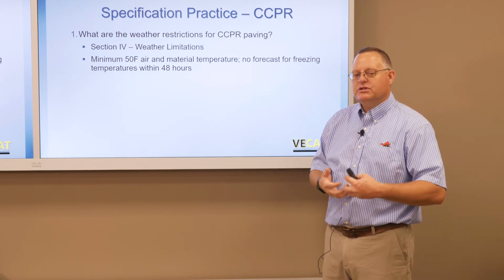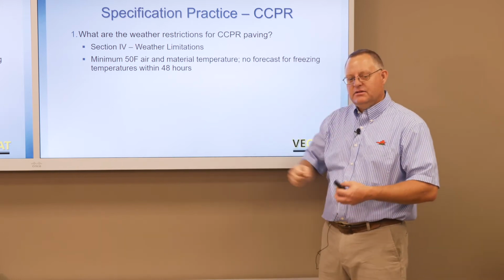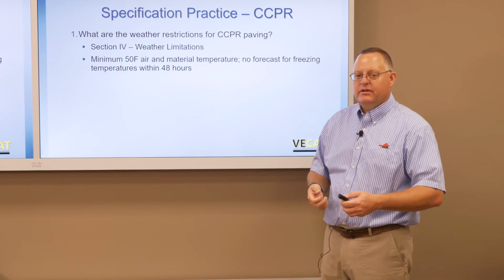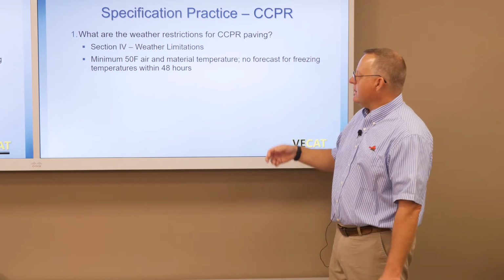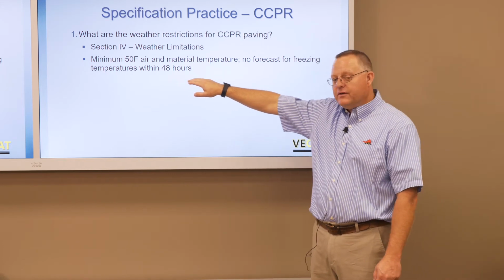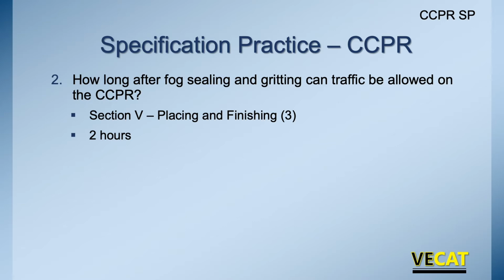We don't want to add moisture, not have it evaporate, get a freeze. When water freezes, it expands and it can break those bonds. So you're looking at the weather forecast, and if you're down around 50, you want to make sure you don't have any overnight lows less than freezing. How long after fog sealing and gridding can traffic be allowed? Look in section 5, placing and finishing, subsection 3, 2 hours.